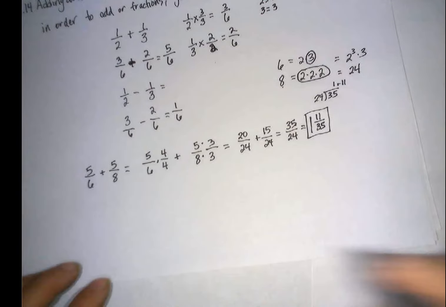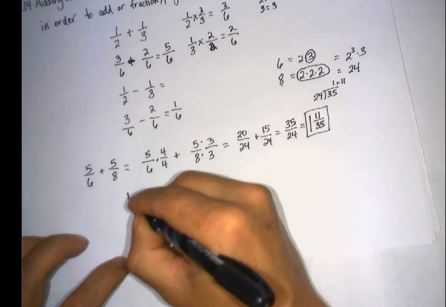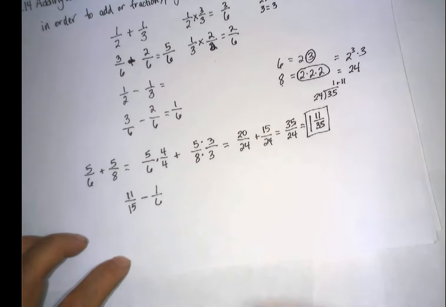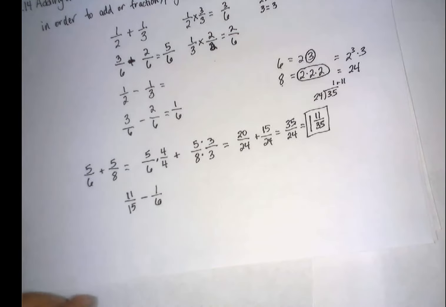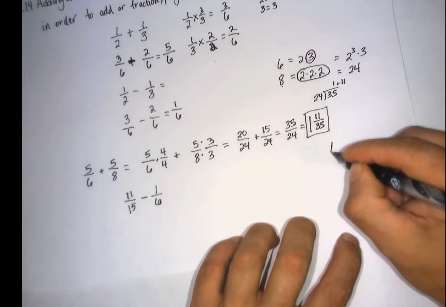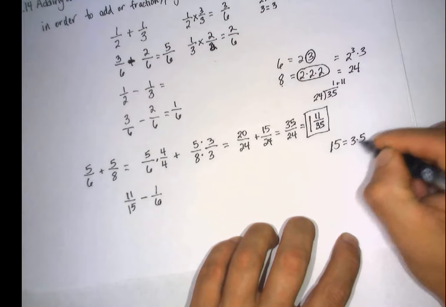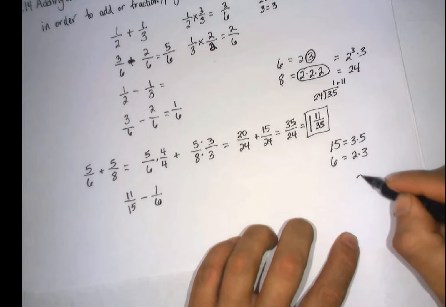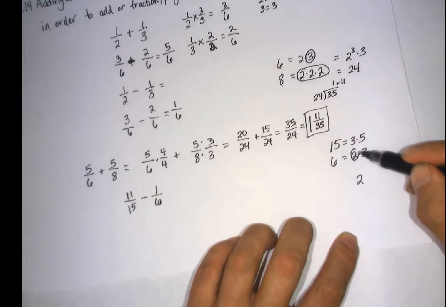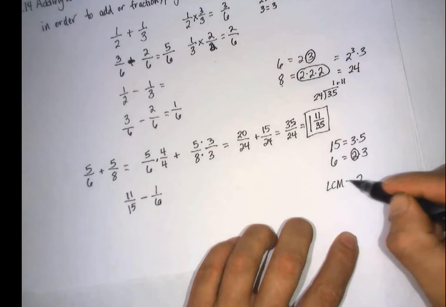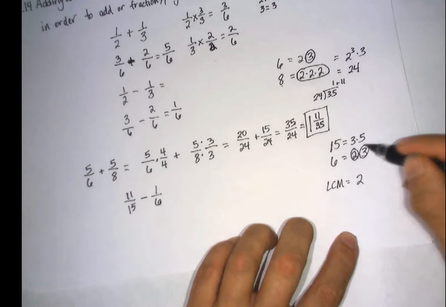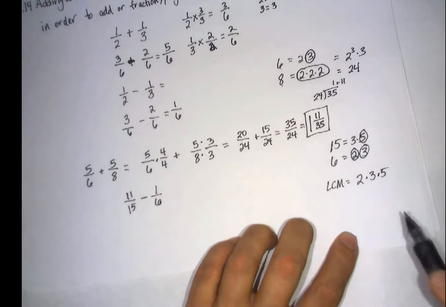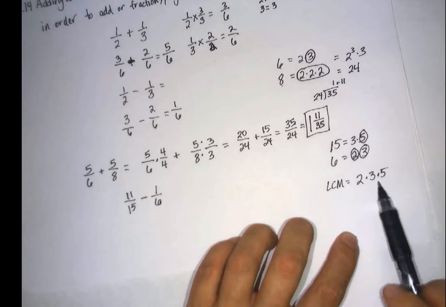Let's try another one. Let's try 11/15 minus 1/6. So we're going to subtract. 11/15 minus 1/6. So let's find 15 is 3 times 5, and 6 is 2 times 3. So we have 3 unique factors. We have 2. 2 is used the most once, so we're just going to call this LCM. 3 is used the most once, and 5 is used the most once. So the LCM is 2 times 3, which is 6, times 5, which is 30.